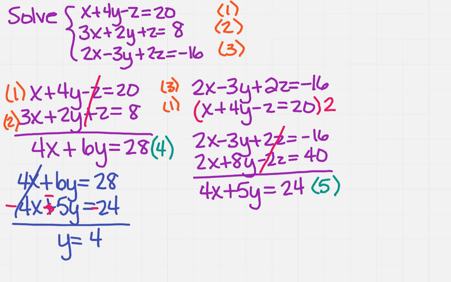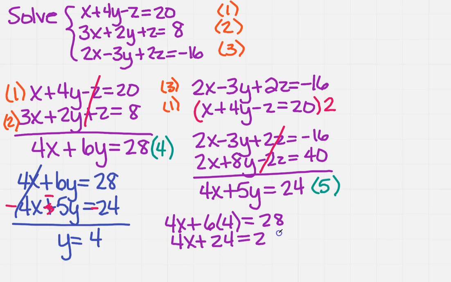So now that I've got that, I can go into either 4 or 5 and find x. So I'm going to go into equation 4. Let's just use that one. So I've got 4x plus 6 times 4 equals 28. So I've got 4x plus 24 equals 28. I'm going to subtract 24 from both sides, and I'm going to get 4x equals 4. And then when I divide, I get x equals 1.